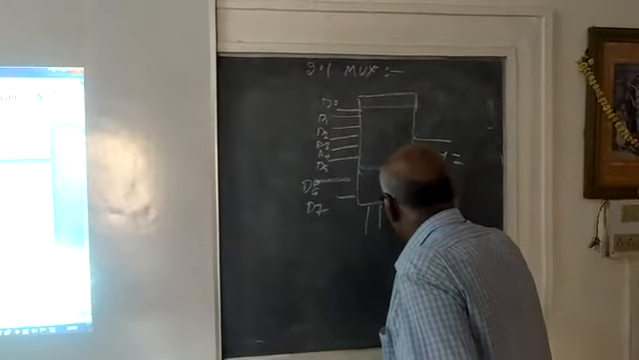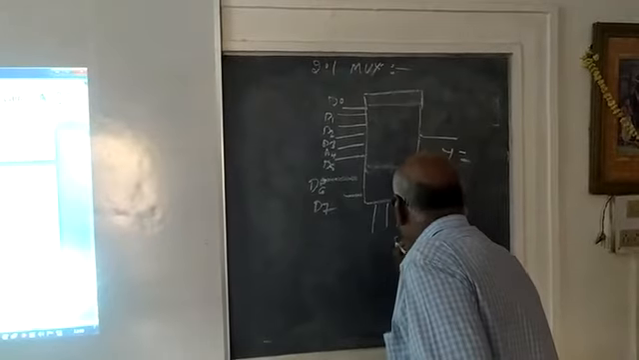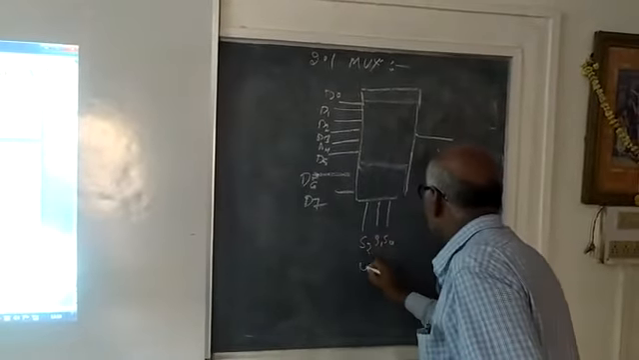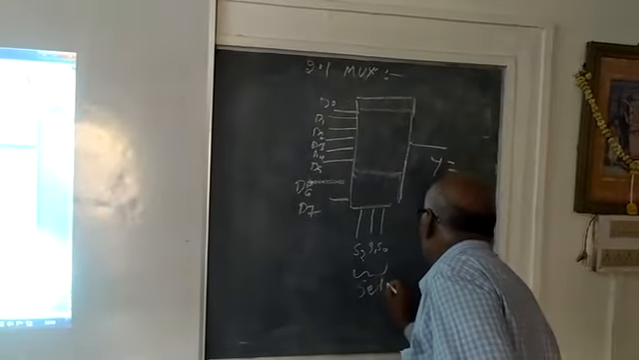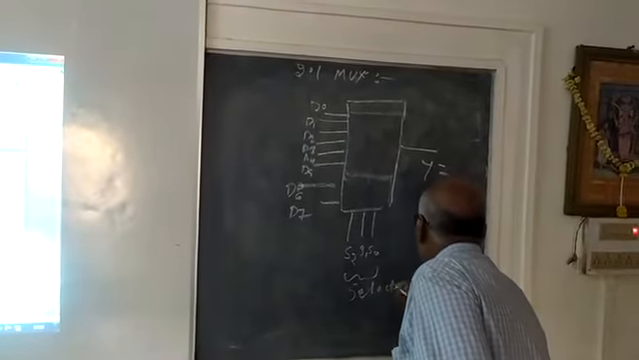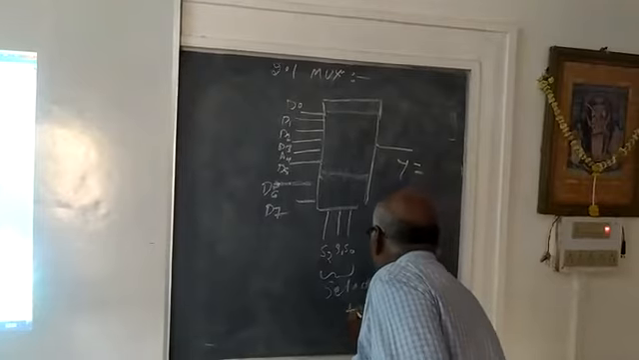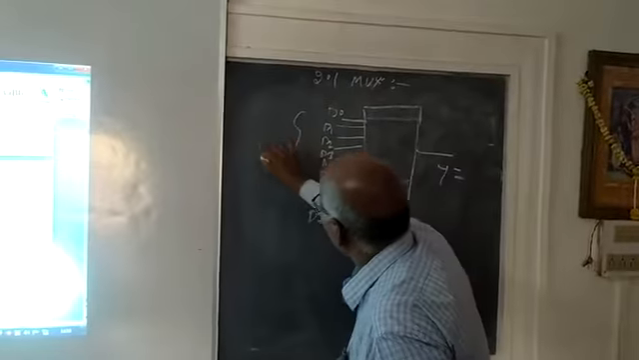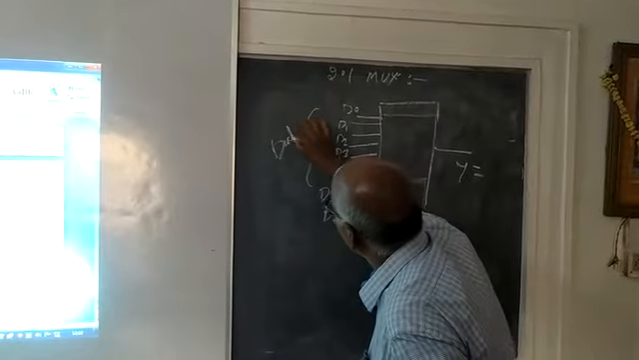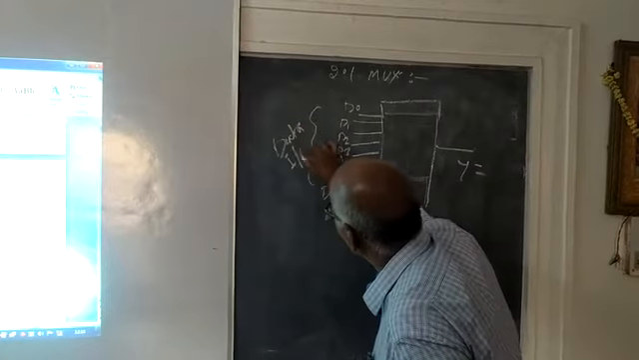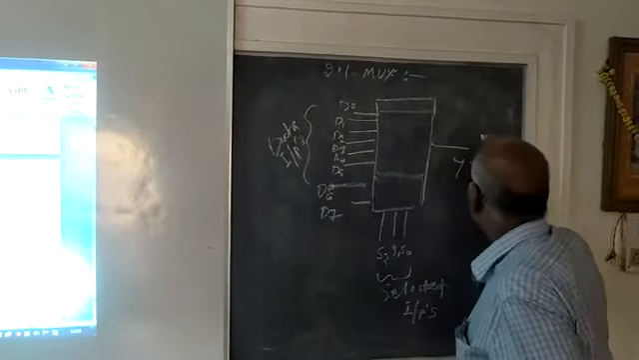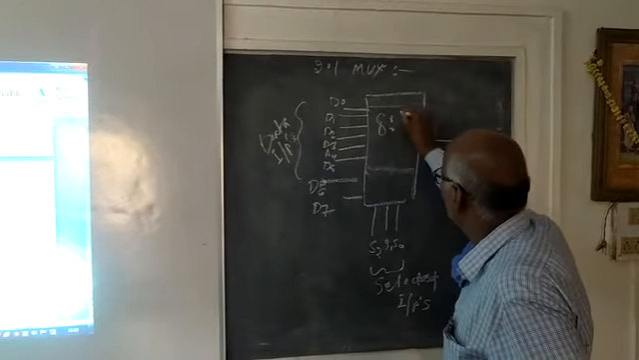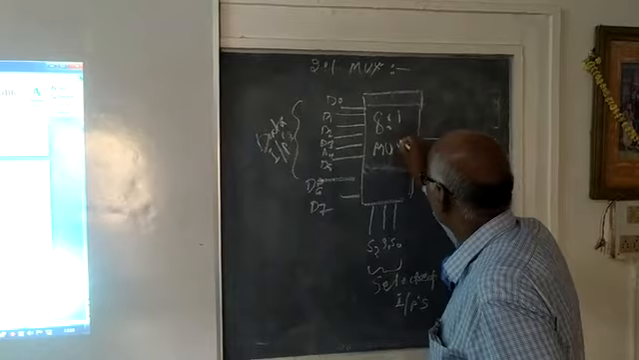There are S0, S1 and S2. These are the select inputs, and these are the data inputs. Y is the output response. It is an 8:1 multiplexer.